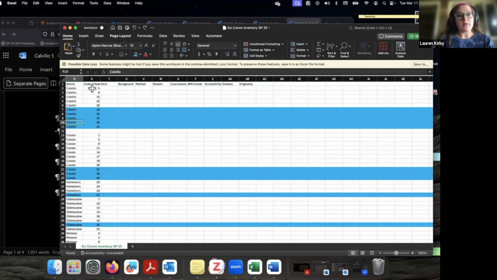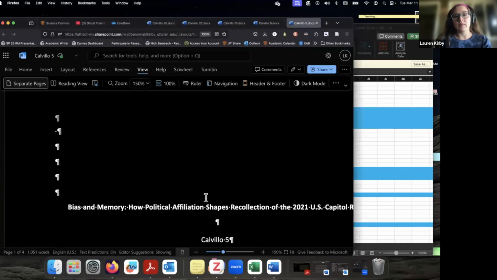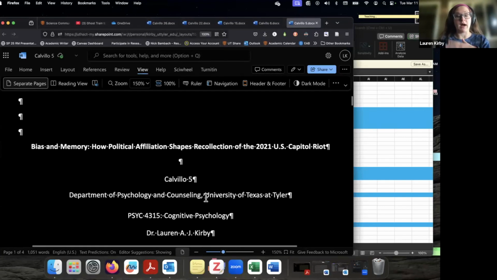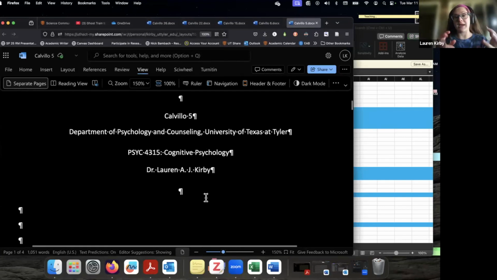What I've done is anonymize each of them, although I have hidden columns here that tell me who was Calvio 5, right? So I anonymized each paper, I put it in OneDrive, my version of the file. So when I make edits to this, it's not going to show up on your version, so that you still have your original intact. I'll explain to you what to do with that original when it comes time to do your portfolio.